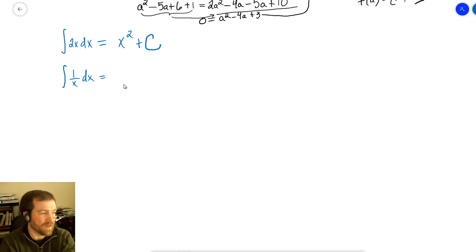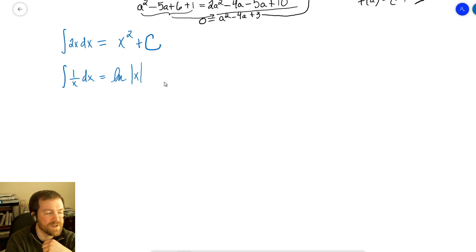All right, so I gave it away. That is the natural log. And it's not just the natural log of x because the domain over here was not restricted. So it was all real numbers except for 0. This has to be all real numbers except for 0 too. So that has to be the natural log of the absolute value of x plus c.